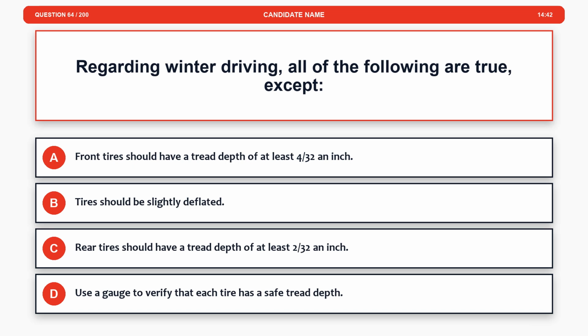Question 64. Regarding winter driving, all of the following are true, except Option A, front tires should have a tread depth of at least 4/32 an inch. Option B, tires should be slightly deflated. Option C, rear tires should have a tread depth of at least 2/32 an inch. Option D, use a gauge to verify that each tire has a safe tread depth.